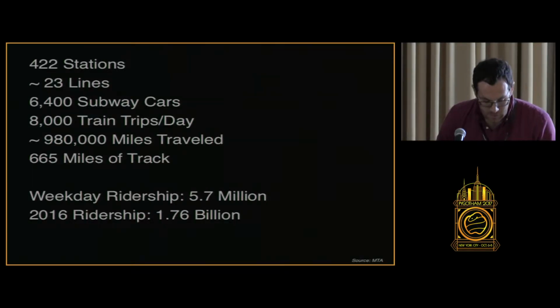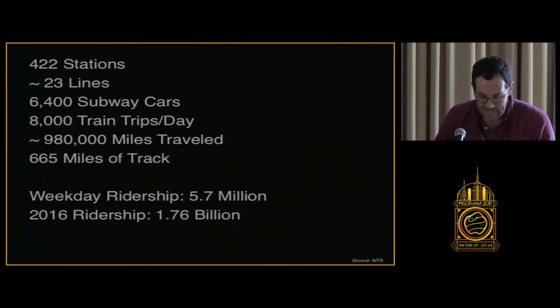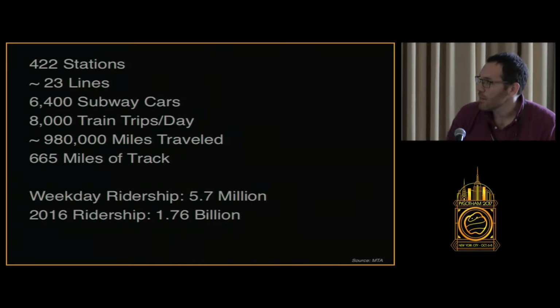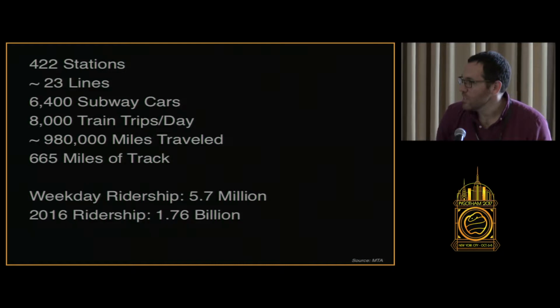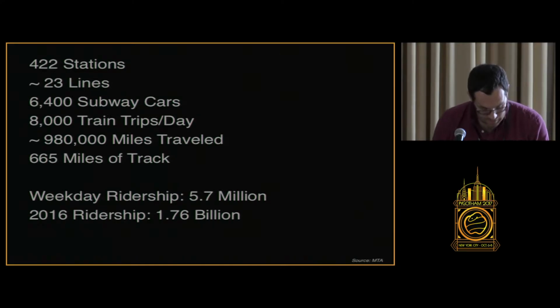Today, the system contains 422 stations, as we'd probably consider them, spread out across 23 different lines. And again, how you count lines depends on whether or not you include the Staten Island Railroad, if you differentiate between all the different shuttles or S lines, and if you differentiate between the J and Z lines, which now are effectively the same train. The system includes about 6,400 subway cars, makes about 8,000 trips a day. About 1 million miles get traveled every day across 665 miles of track. Weekday ridership in 2016 was 5.7 million people, and ridership last year, total number of rides, was 1.76 billion, which makes it the 8th busiest system in the world.